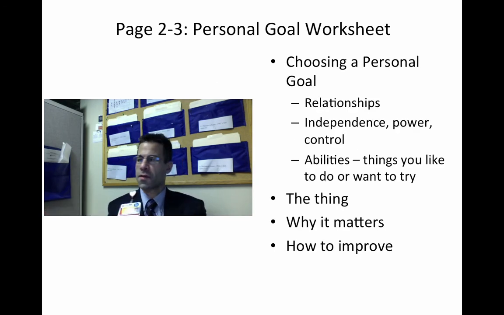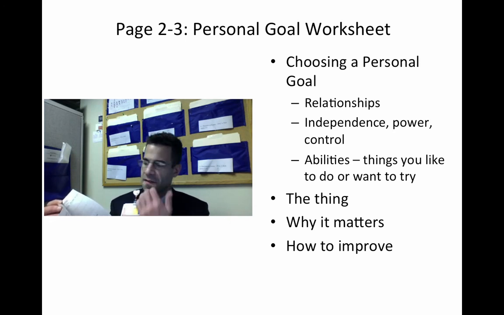So if they do want to work with you, you turn the page and you explain, "This is the worksheet for deciding on your personal goal. We're going to go over 3 areas that will help you identify something that you'd like to work on. The first is relationships. The second is independence, power, and control. And the third is abilities."